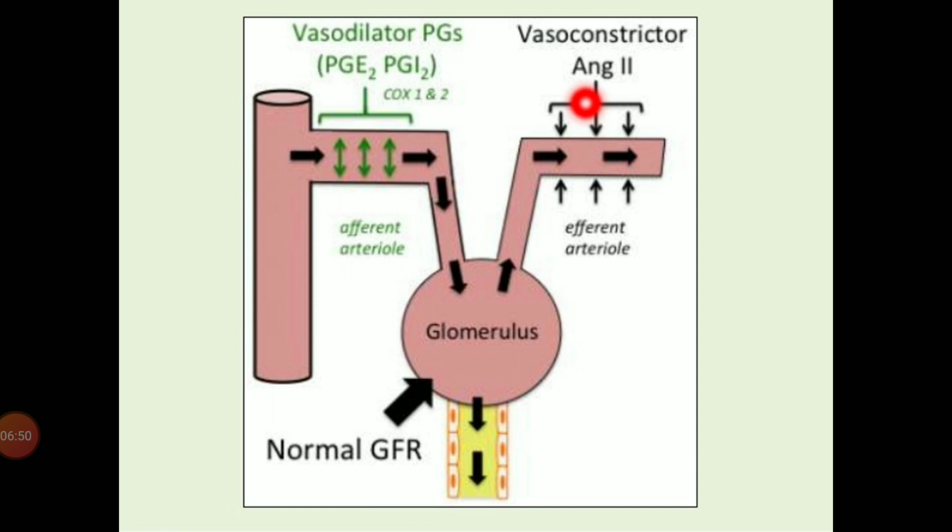This angiotensin 2 has more receptors in the efferent arteriole. So in the physiological condition, when angiotensin 2 is released, it mostly acts on the efferent arteriole and constricts it, due to which the pressure of the blood will now build up in the glomerulus. So the glomerular capillary pressure would be increased, and the rate of filtration would also be increased.